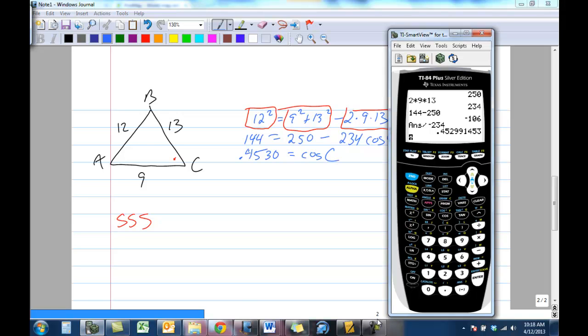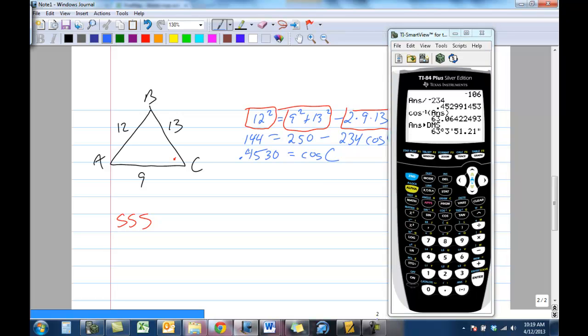But we're going to inverse cosine, and we're going to do the entire answer. We're not going to put in the rounded value. We're going to put in the original answer, and we get 63.06. But this is an angle, right? So now we have to DMS that as well. So second angle, DMS. And we got 63 degrees, 3 minutes, and 51 seconds. So is this going to round up or down? It's going to round up. So this is going to be 63 degrees, 4 minutes is equal to C. All right. Great. So we got C.